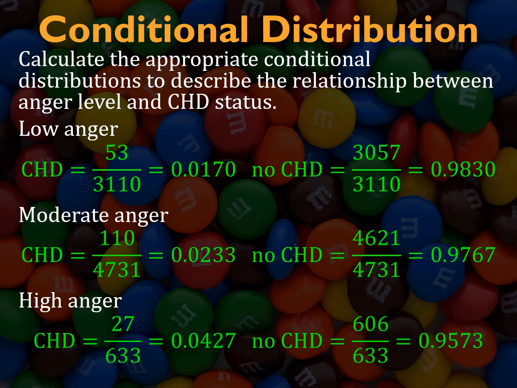Notice here we are dividing by the total people in each anger group. Keep in mind this was one sample. This wasn't three separate samples where you looked at people with low anger, then a separate group with moderate, and then a separate group with high. This was all one group, subsequently classified by their anger levels, and examined to see whether or not they got coronary heart disease.